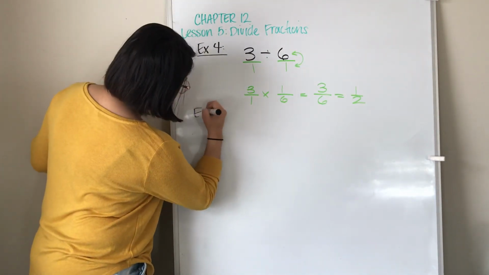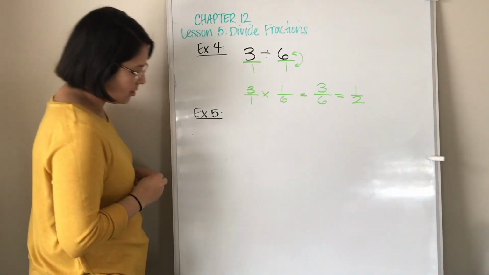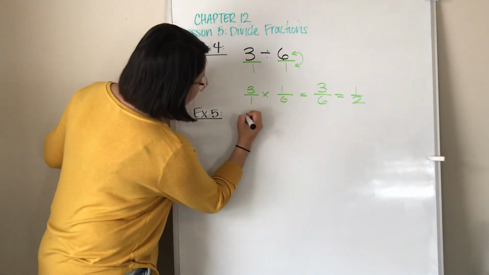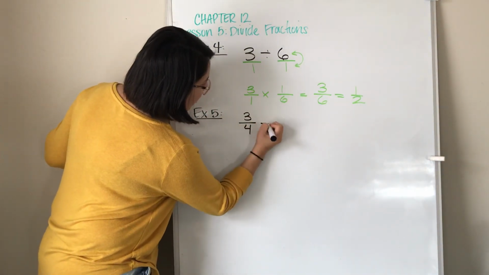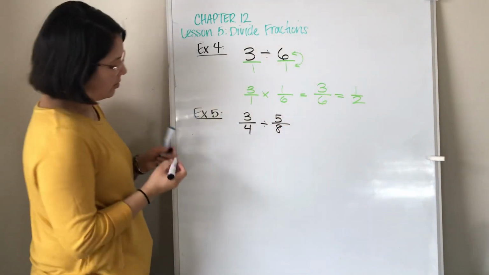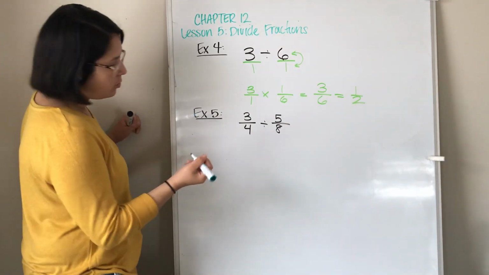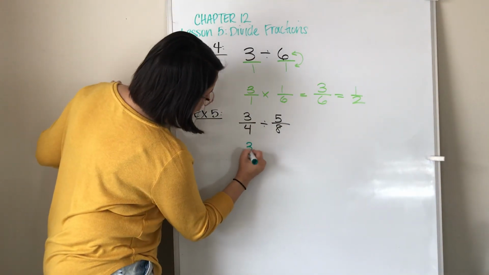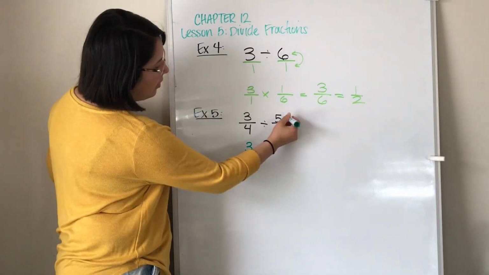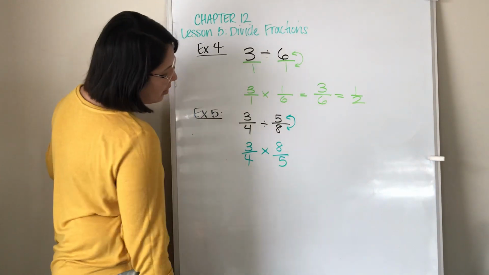Good. One more example. Example number 5. 3/4 divided by 5/8. So I keep my 3/4. Step 1 says multiply by the reciprocal, so I need to switch it around.